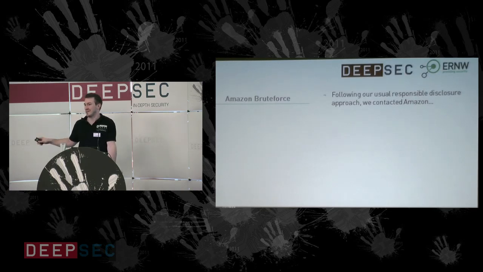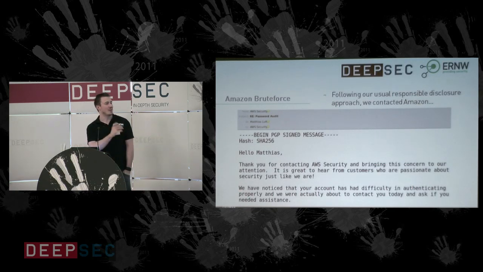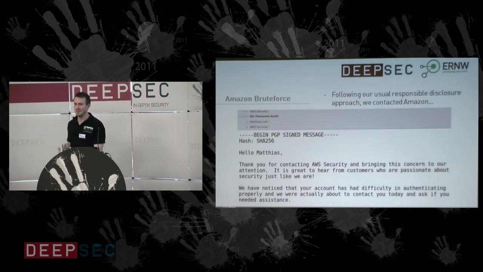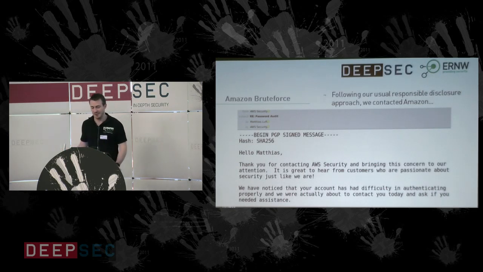So following a responsible disclosure approach, we contacted Amazon and told them, hey, we performed a regular password audit and there was no response from your side. And this was what I was getting. So hello, Matthias. Thanks for contacting us. It's great to hear from customers who are passionate about security just like we are. And then we have noticed that your account has a difficulty in authenticating properly, and we're actually about to contact you. So this is a funny side note. I mean, there's a long part of the email which I skipped because it's more funny when it's put that way. And also, I wrote that email on Saturday. This was the response on Monday, so they were actually about to contact us.